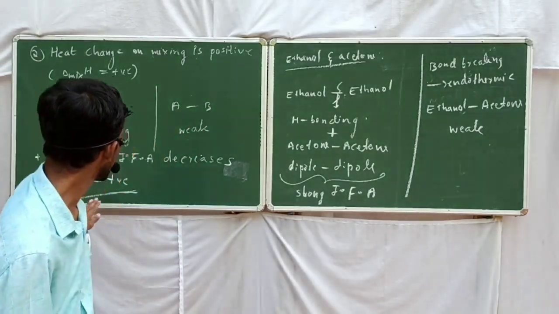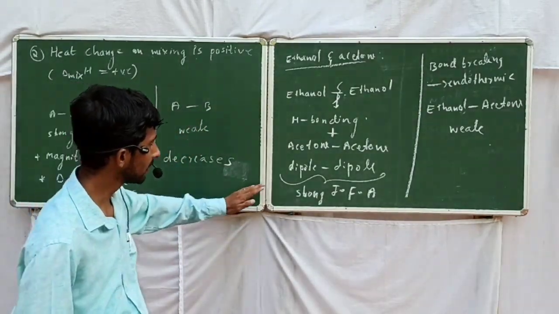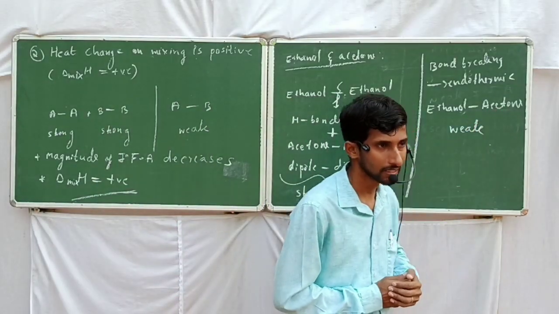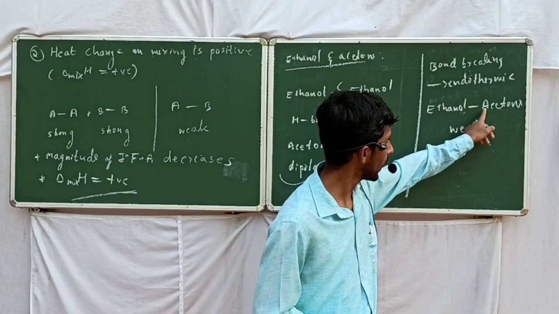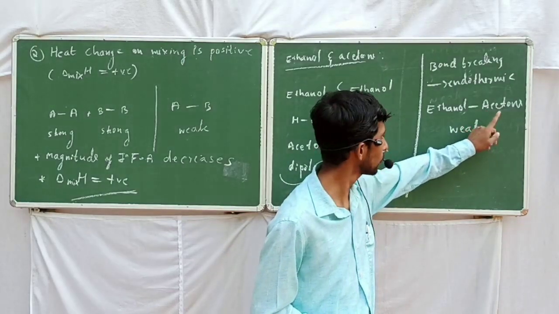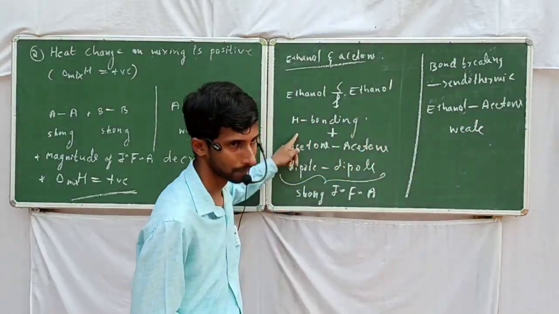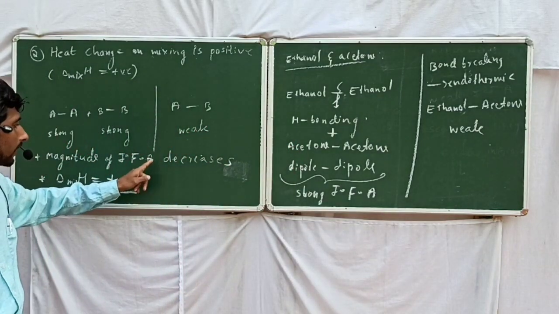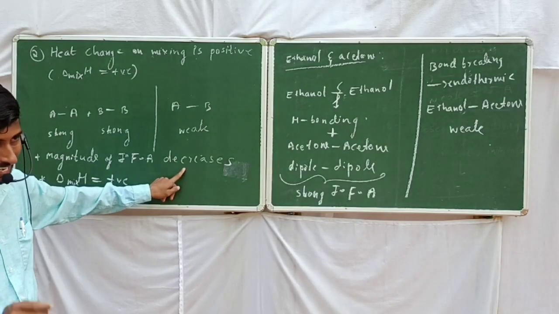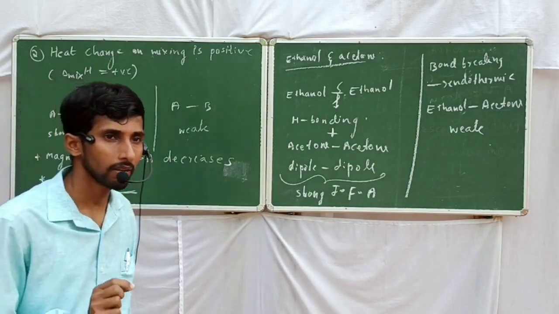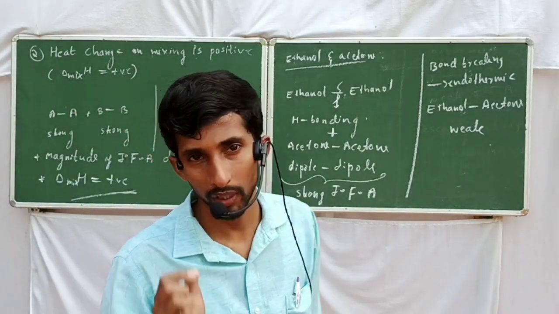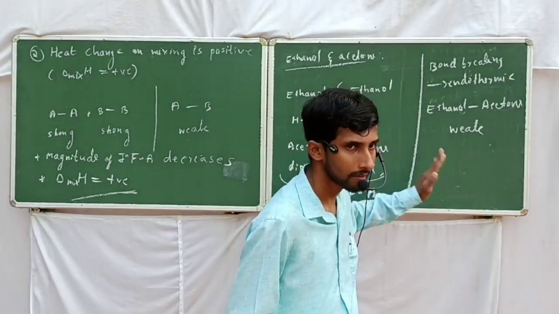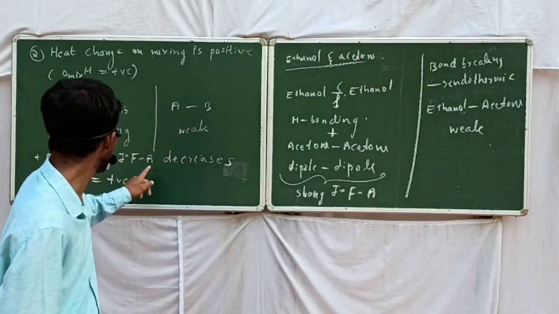Okay, so remember this point. Along with bond breakage, there is some bond formation also, that is, a new force of attraction forms, but this one is weak compared to the initial one. Remember that point: the magnitude of intermolecular force of attraction decreases. The initial forces of attraction between the pure components are stronger than the final ones.